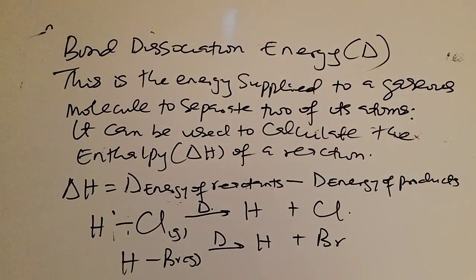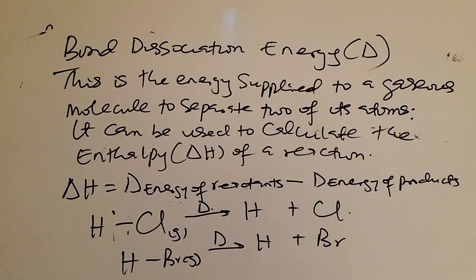Now in chemistry, bond dissociation energy is very important in thermodynamics or thermochemistry because it can help us to calculate the enthalpy of a reaction. What is enthalpy? Enthalpy is nothing but the heat of reaction, or the heat change of a reaction at constant pressure. That's what we call enthalpy. And there are different kinds of enthalpies. We have enthalpy of formation, enthalpy of combustion, enthalpy of neutralization. But in this calculation, we're going to focus on enthalpy of formation and enthalpy of combustion.